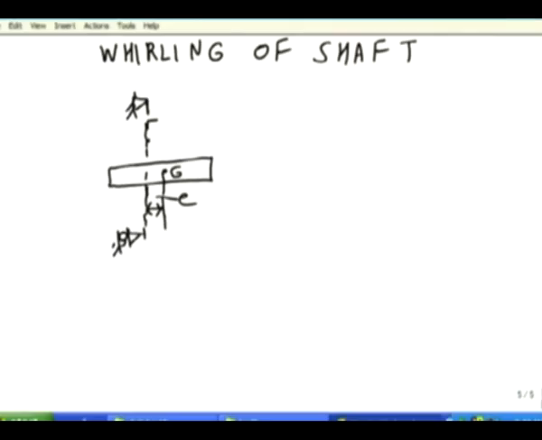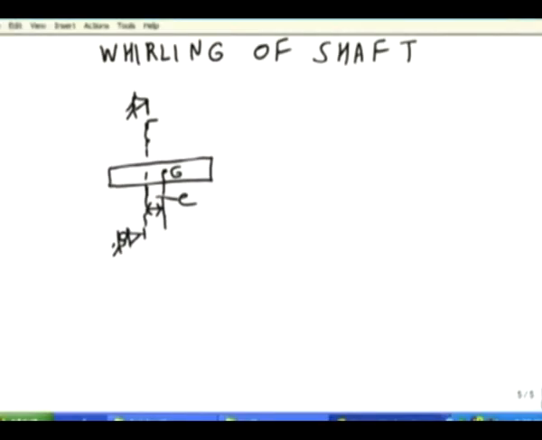Now, this is in the static situation. The eccentricity is e, the shaft is supported on this thing. Now, supposing the shaft starts rotating, then because of the eccentricity, the centrifugal forces get set in.